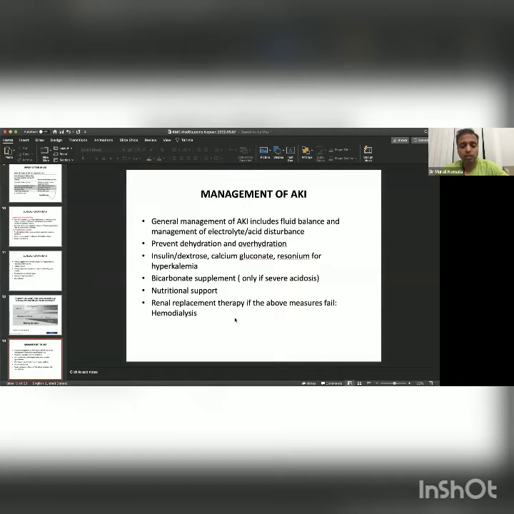And I talked about insulin dextrose, calcium gluconate, resonium for hyperkalemia, bicarbonate supplement in severe acidosis. The nutritional support will come later on. It's not an emergent thing. Now, you've given all these things, right?